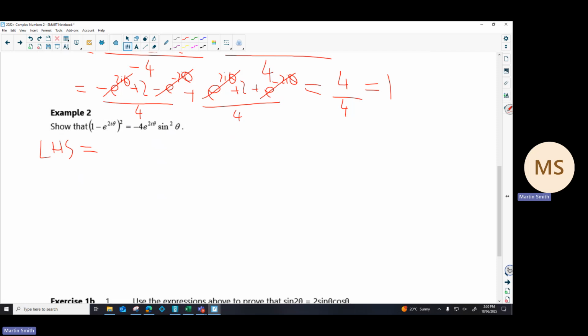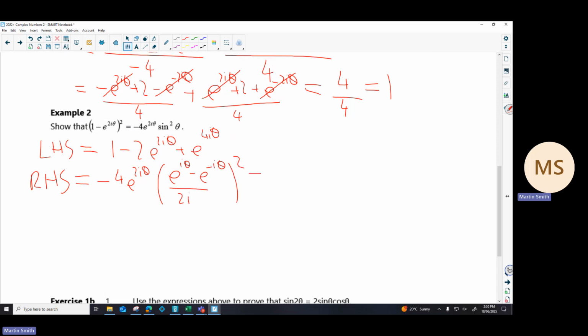So if you expand the bracket on the left-hand side, you will get 1 minus 2e to the 2i theta plus e to the 4i theta. And then I'm going to leave that there. If I now type the right-hand side, I get minus 4e to the 2i theta multiplied by sine squared theta. And sine squared theta is e to the i theta, take away e to the minus i theta over 2i squared. That's minus 4e to the 2i theta into, now we've already squared this out actually.